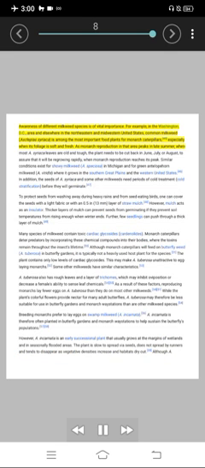Awareness of different milkweed species is of vital importance. For example, in the Washington, D.C. area and elsewhere in the northeastern and midwestern United States, common milkweed, Asclepias syriaca, is among the most important food plants for monarch caterpillars, especially when its foliage is soft and fresh.